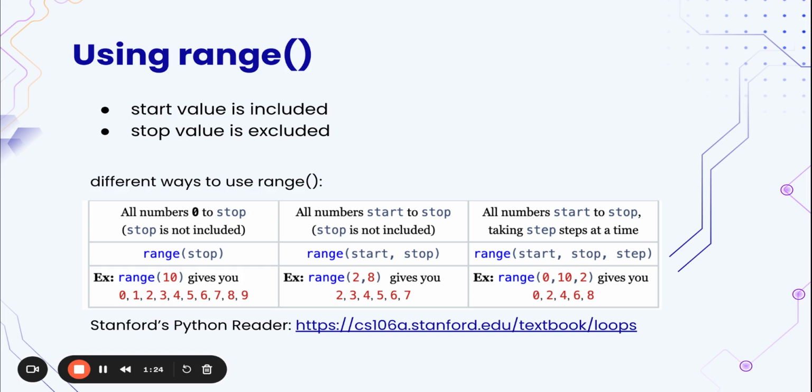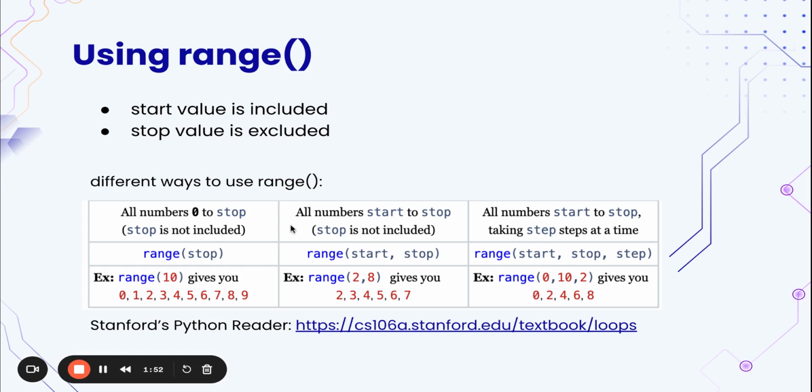Okay, so in the first scenario, all numbers 0 to stop, and stop is not included. So we would just write range and then the stop value. For example, range(10) gives us 0, 1, 2, 3, 4, 5, 6, 7, 8, and 9. Notice how 10 is not included in this list.